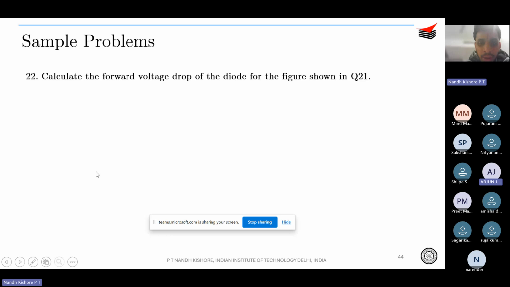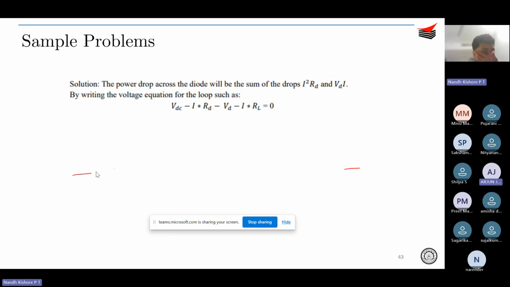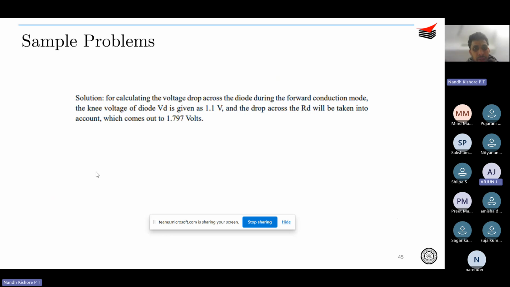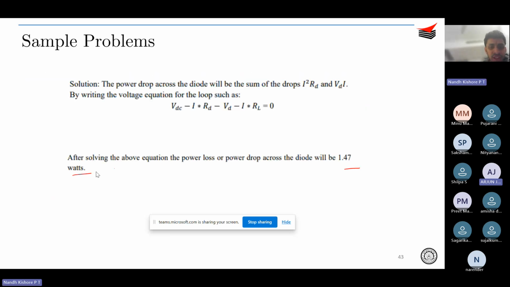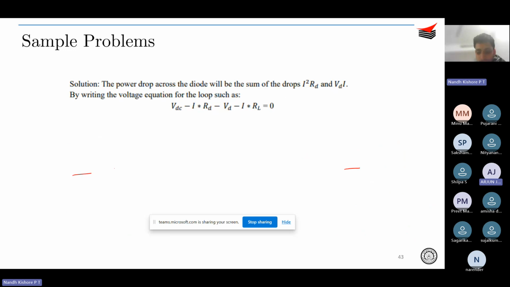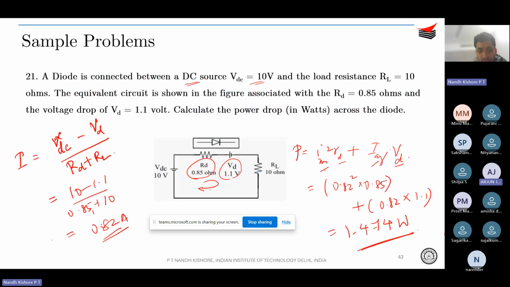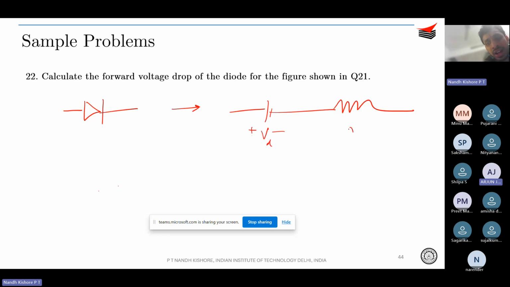Calculate the forward voltage drop of the diode for the figure shown in question 21. Same question. What is the voltage drop? From this figure itself, you can understand the voltage drop will be I into R plus V. The equivalent diode representation, as you know, is going to be VD in series with a resistance RD.